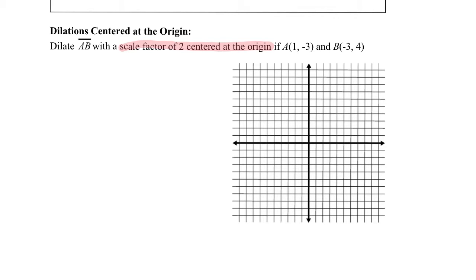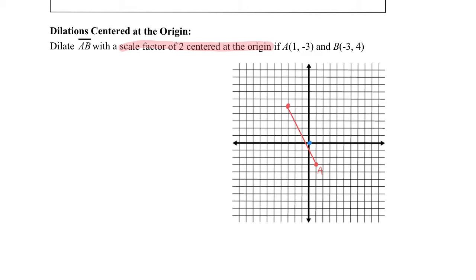So let's go ahead and plot those. 1, -3. So there's going to be A, and -3, 4. There's going to be B, and we're just going to connect those with a line segment. Okay, so there's the line segment, and here the origin is our center. So our origin is going to be right here. Okay, so we're not going very far with this, and we're going scale factor 2.